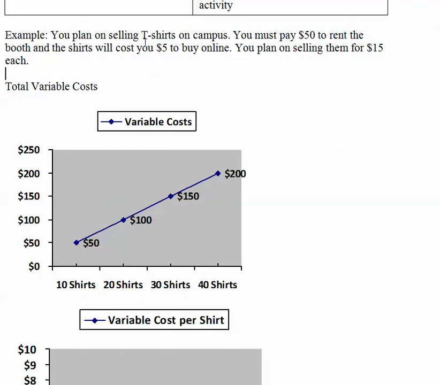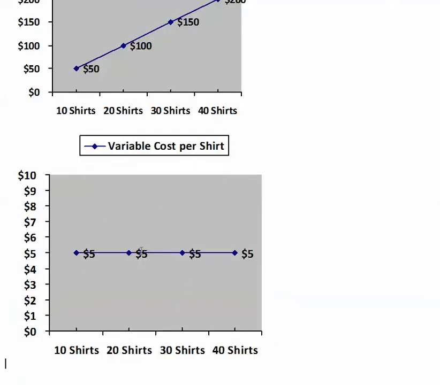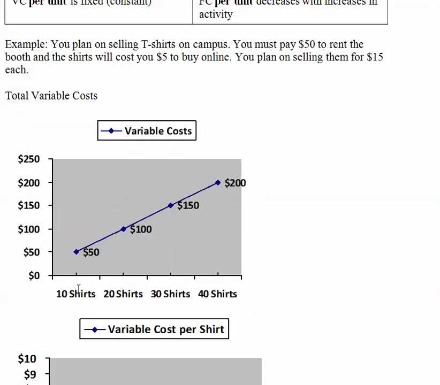The reason I want to focus on the $5 is because this is a variable cost, and I'm going to show you why it is. If you buy and sell 10 shirts, you're going to incur $50 in shirt costs. So at 10 shirts, it's 50. If you buy twice that, it's going to be twice as much, and that'll be 100. That's the $5 per shirt times your 20 shirts.